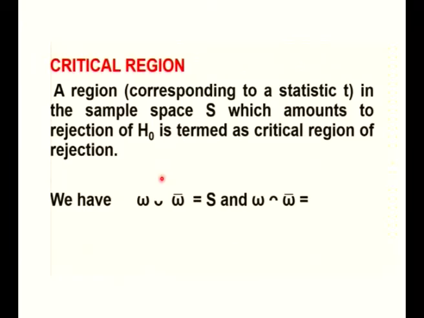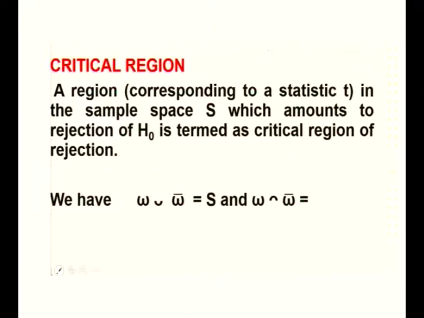Continuing with the discussion about the terminologies in test of significance, the next terminology is critical region. A region corresponding to a statistic T in the sample space S, which amounts to the rejection of H naught, is termed as critical region or region of rejection.